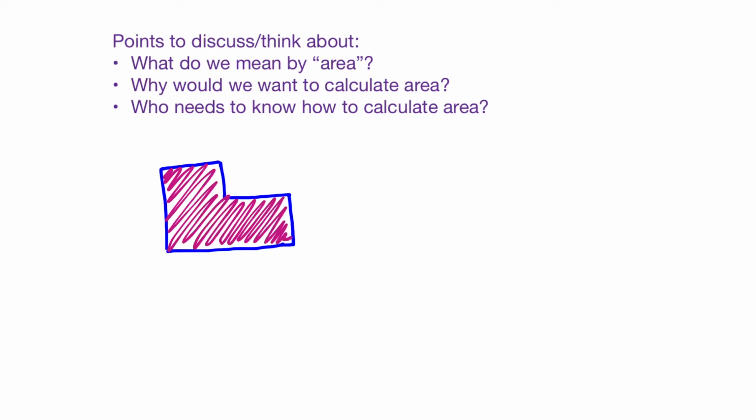Okay, so perimeter is a length. It's the total length of the outline of a shape, but area is the inside bit, it's what is inside the perimeter. Okay, so why would we want to calculate area? And who needs to know how to calculate area?